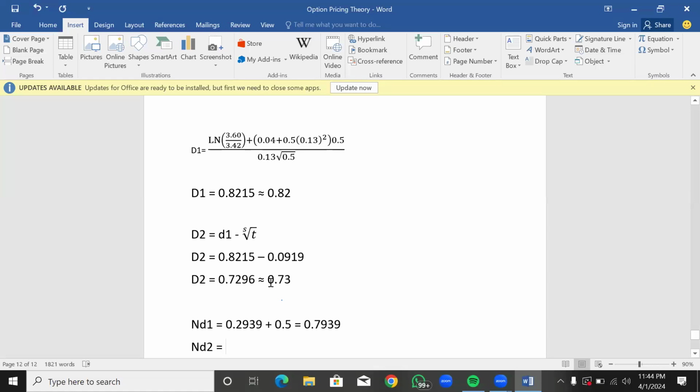For ND2, we are checking 0.7 under 3. 0.2673.